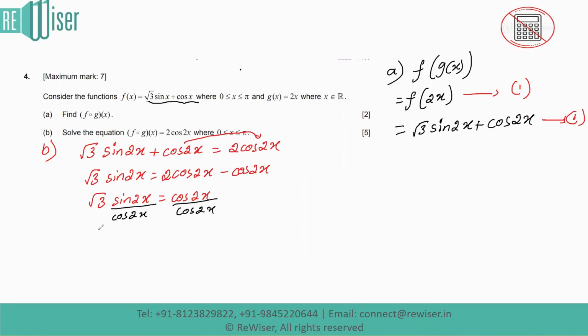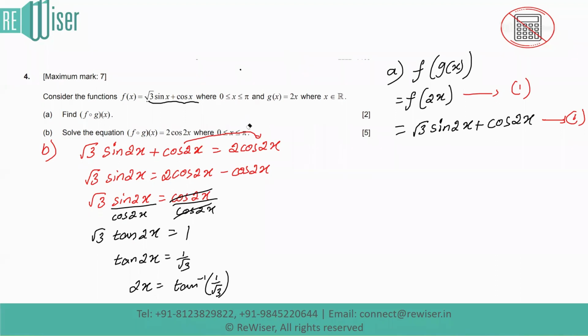Or in other words, taking cos 2x to the left-hand side, I'll just get root 3 into sine 2x over cos 2x, which is tan 2x, because sine over cos is tan. And here this would be just 1. And if root 3 goes to the other side, I'll get tan of 2x equals 1 over root 3. Then 2x would be tan inverse of, sorry, tan inverse of 1 by root 3. And this is a no-calculator question. We should be aware of the basic trigonometric angles. And tan inverse of 1 over root 3 is basically 30 degrees.